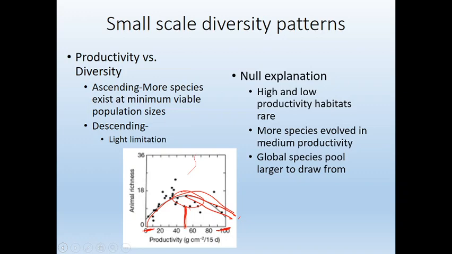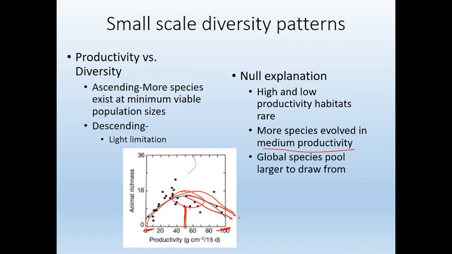So, okay, we know that to be true. But what that means then is most of the habitats around the planet are at this medium productivity. And that medium productivity is super common, so we have more species there. If you have more species that evolved in a medium productivity system, that means that the global species pool is larger for medium productivity systems to draw from. Now, what does that mean?